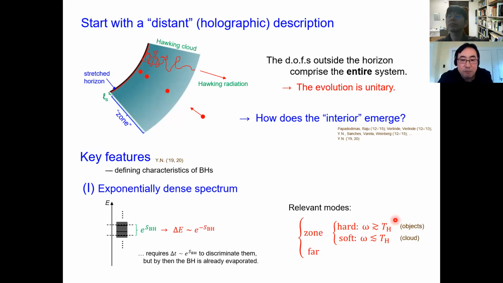So roughly, this hard mode is just an object in this zone region. And soft mode is something you cannot discriminate, like clouds. So it's like a microstate of the black hole. The semi-classical theory describes this hard mode physics. And the far region is just far away, so this far mode is still there. Of course, some excitation far away from the black hole, which is the usual mode. So you have this structure, and you can effectively describe only hard mode, almost necessarily because of this phenomenon of exponentially dense states.